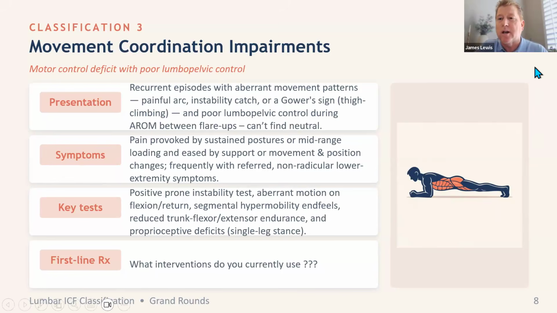Anybody else want to jump in on this lumbar stabilization scale? I see Colby's there. I see Matt there. I've already picked on Jack. Oh, Jeremy's watching. Wow. Jeremy, do you have any kind of a lumbar stabilization scale that you're familiar with?